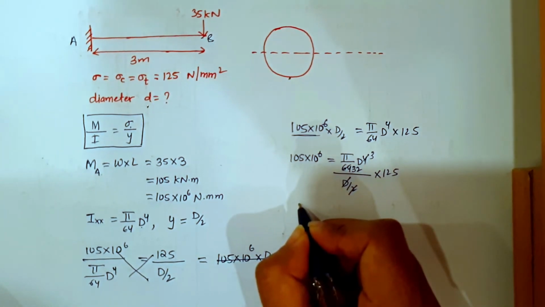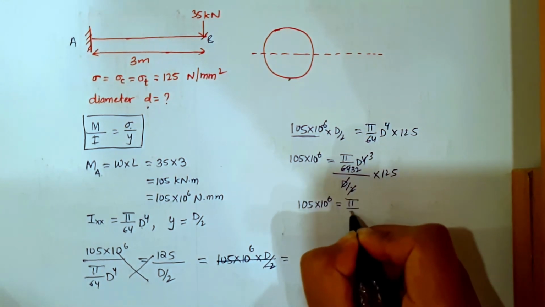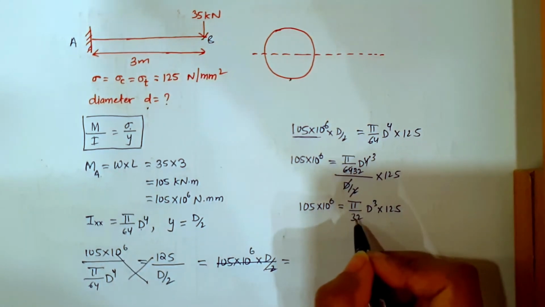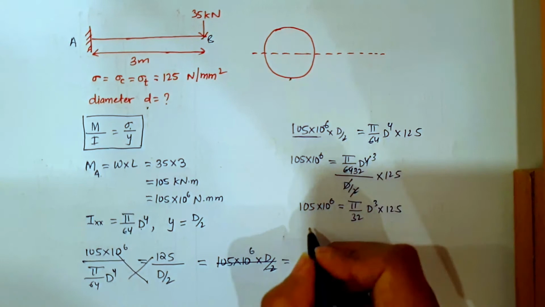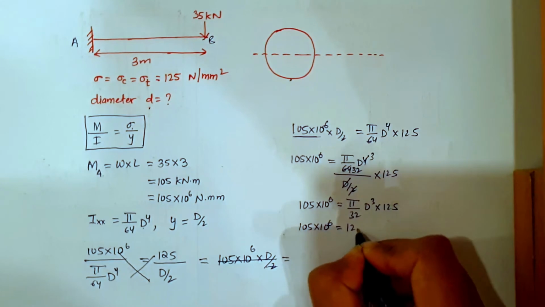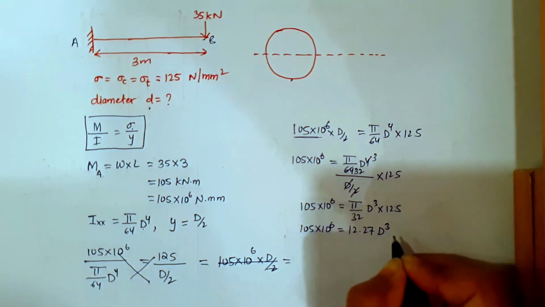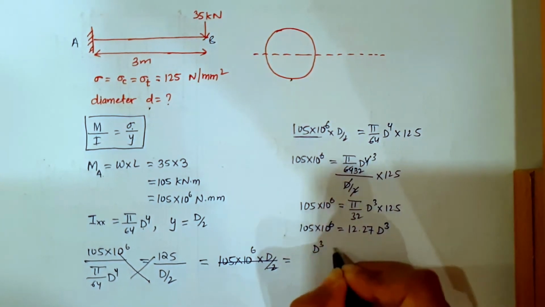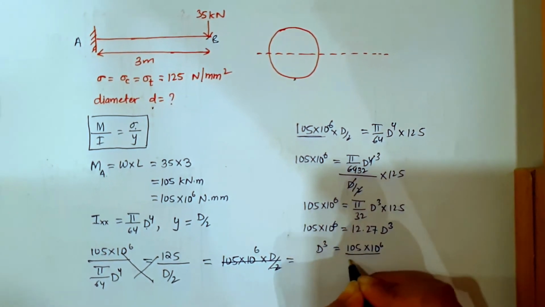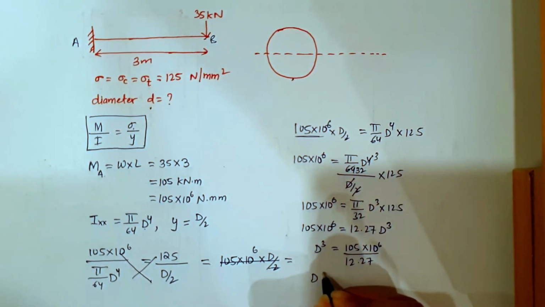So from here I'm getting 105 into 10 raised to power 6 equals pi by 32 d raised to power 3 into 125. And if I multiply pi by 32 into 125, I'll be getting 105 into 10 raised to power 6 equals 12.27 d raised to power 3. This d raised to power 3 will remain as it is. Okay, so from here d raised to power 3 will be equal to 105 into 10 raised to power 6 divided by 12.27.